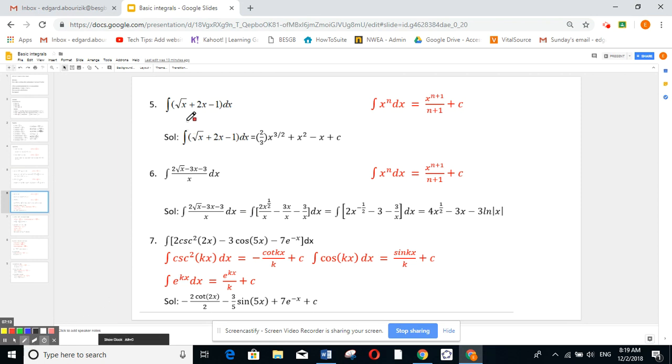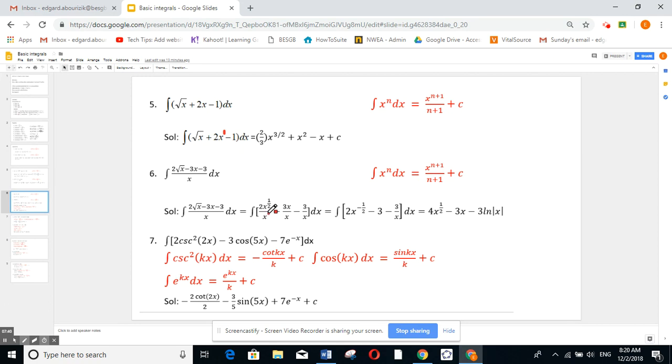If I go more, same as before. This is x to the power half. X to the power half, you add plus 1, x to the 3 over 2 times 2 over 3. 2x squared over 2, because this is 1, and minus 1, it's minus x. Here I split the division because I don't have a formula for that one. 2 radical x over x. Radical x is x to the power half, minus 3x over x, minus 3 over x.